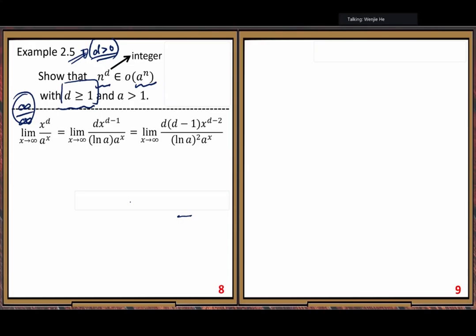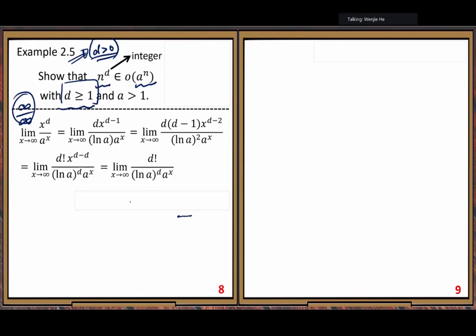If d is greater than 2, we can do another round of L'Hopital's rule. Keep applying L'Hopital's rule until the exponent of the power function x becomes d minus d, which is 0. Then we cannot apply L'Hopital's rule anymore, because it's not an indeterminate form. So we have to stop.